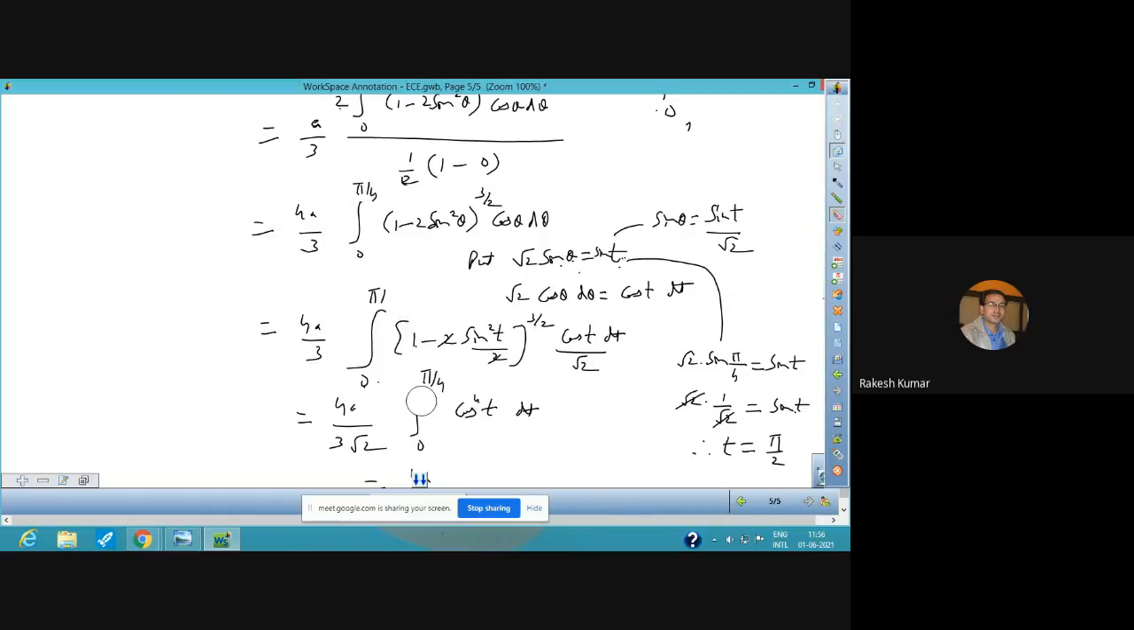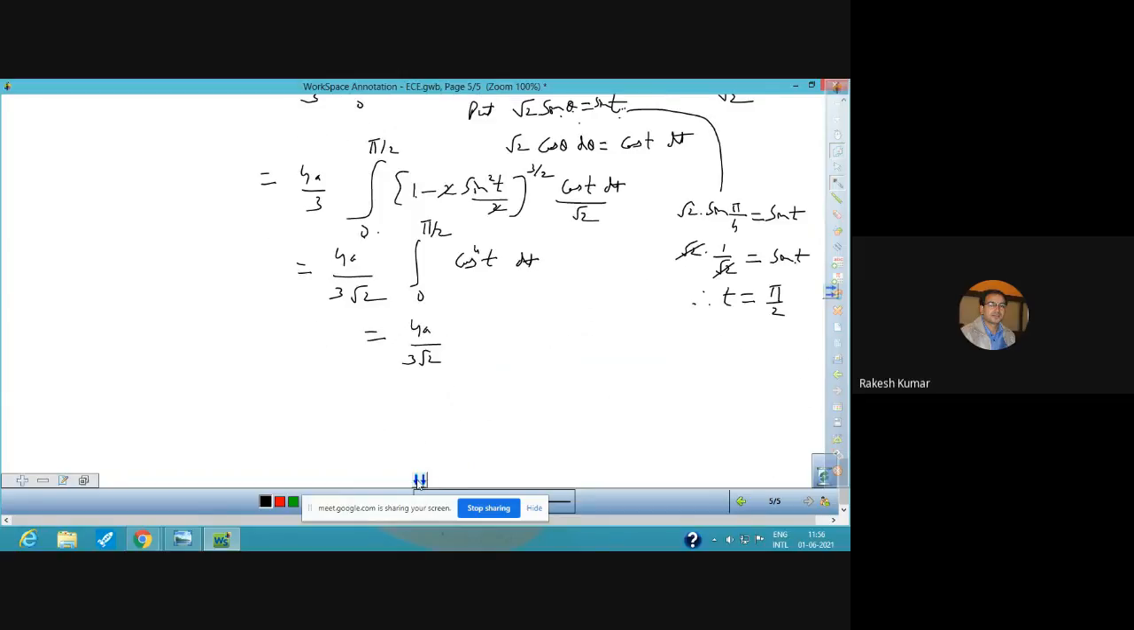So it will be pi by 2. And we all know for the limits 0 to pi by 2, we can easily use a reduction formula. Just see the technique, how the limits have been changed, and we are using a reduction formula here. And this is because of the substitution.